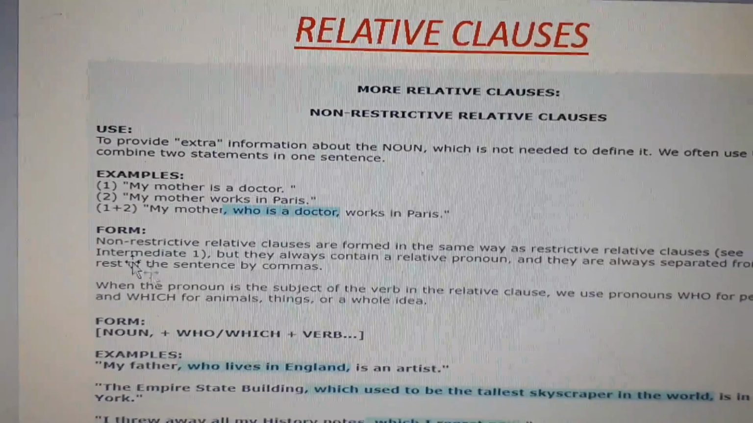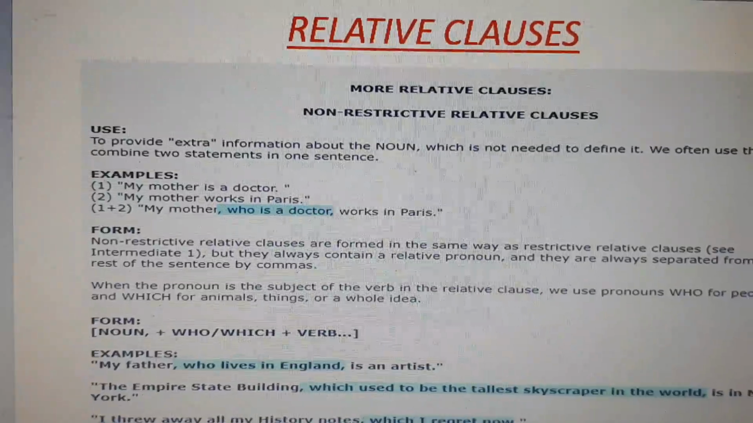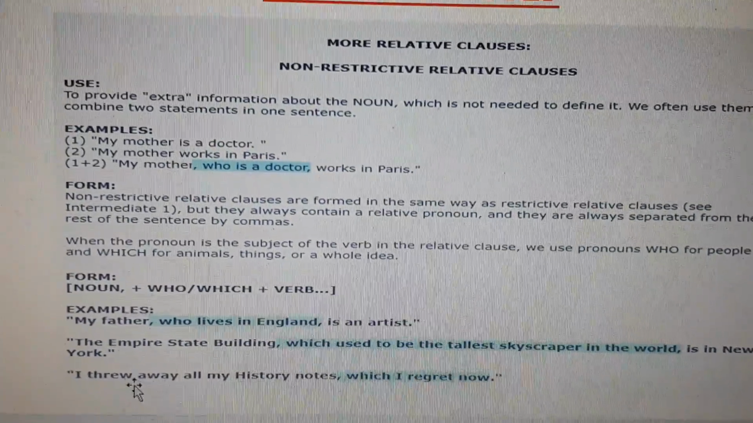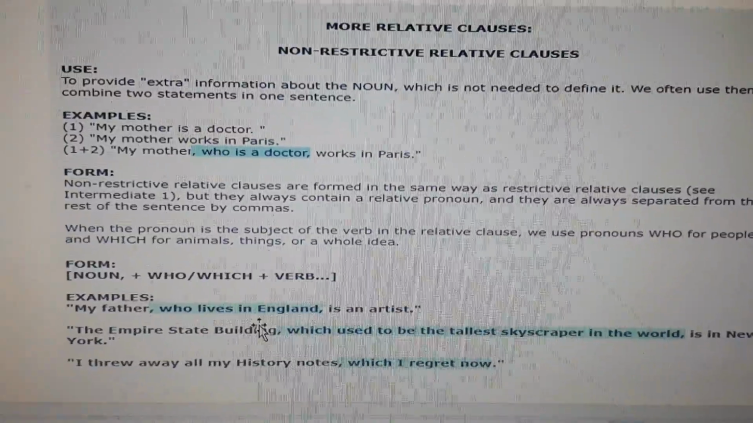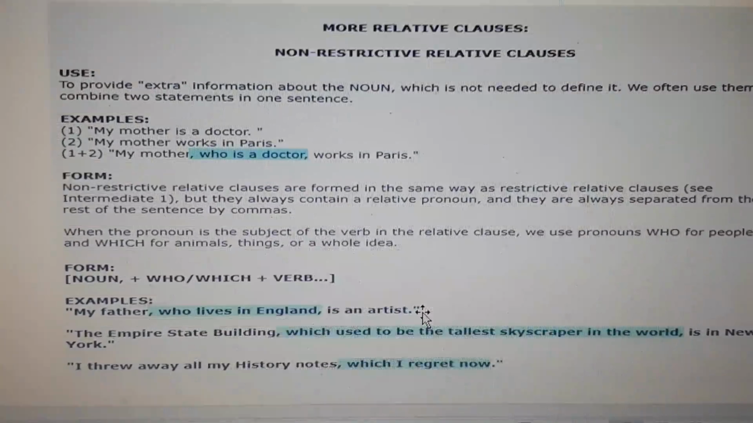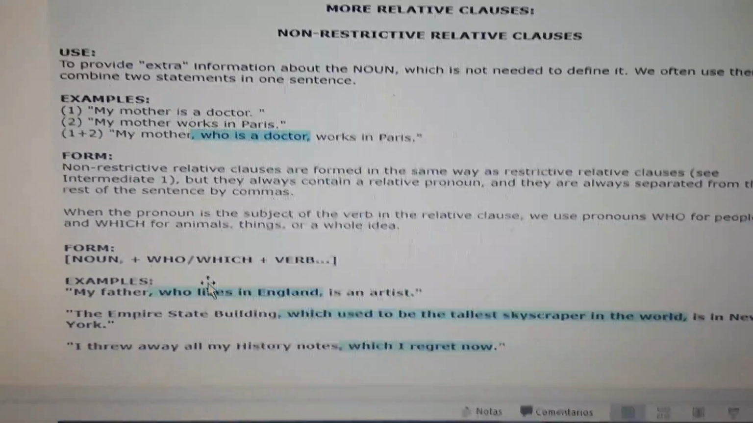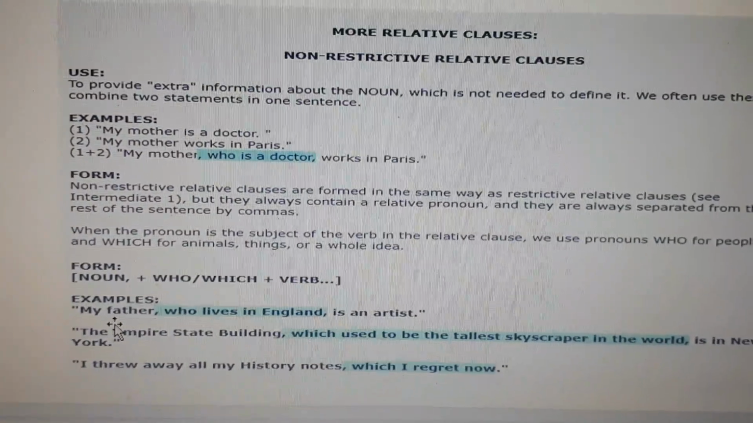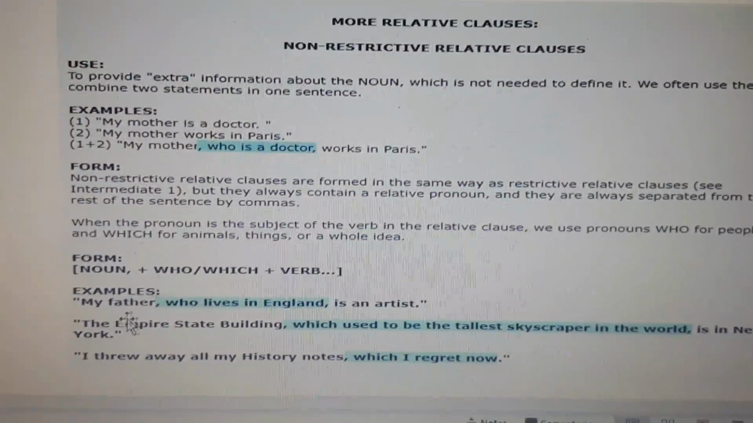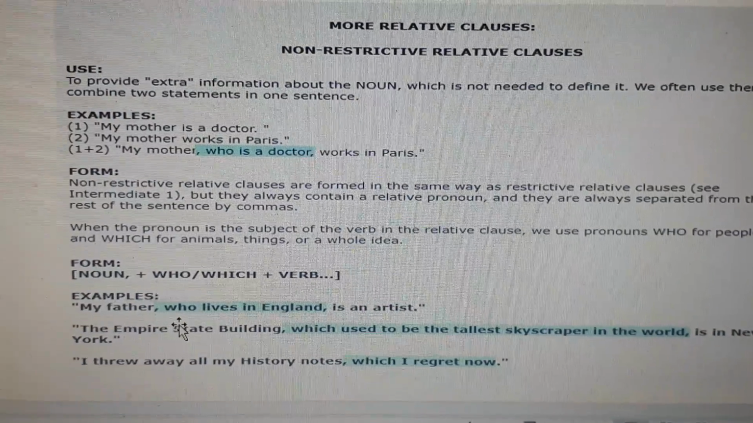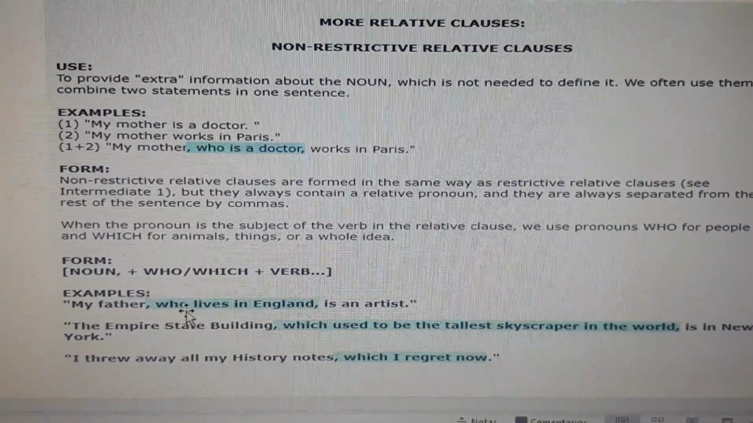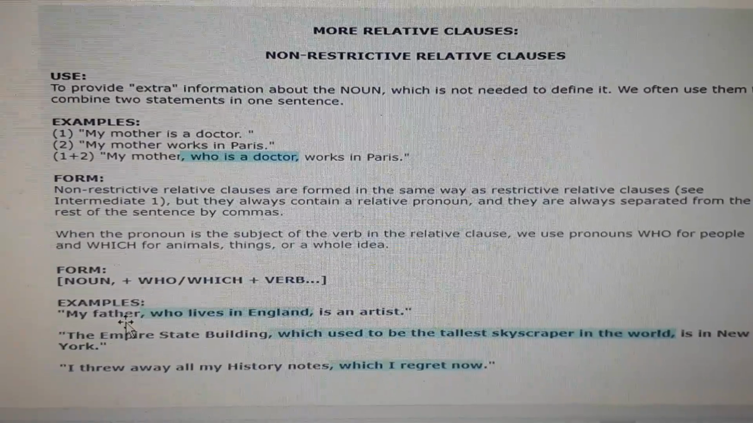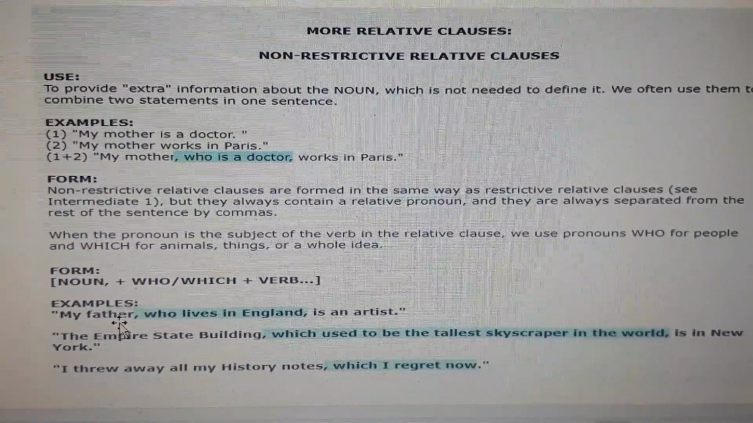For example, here we have an example. It says: my father, who lives in England, is an artist. So what is the relative clause? Who lives in England. And why who? Because my father is a person. That's why we need to use who. So who is describing the immediate subject that is before.